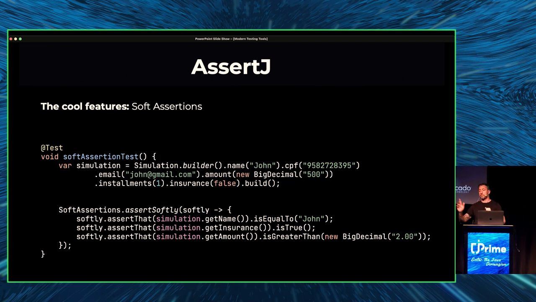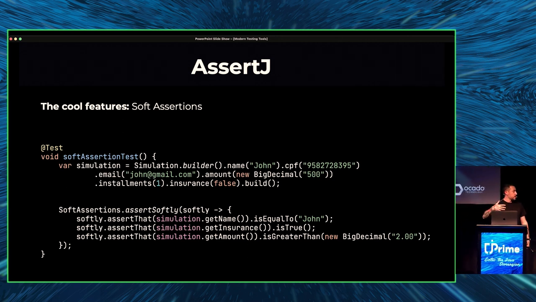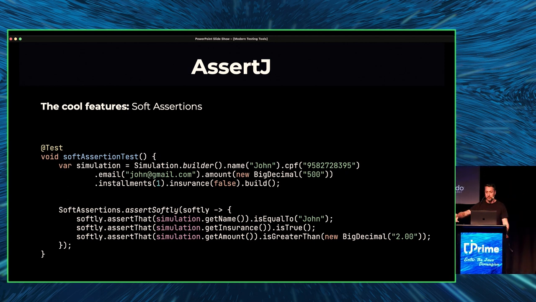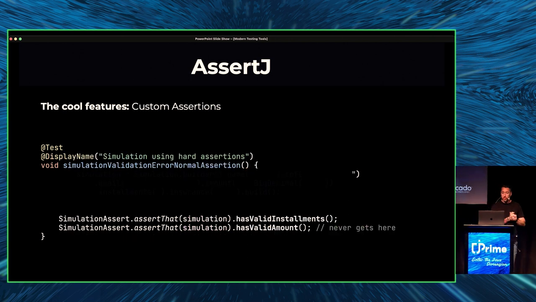The second thing, I love this feature because I do a lot of integration tests in the APIs. I need to assert a lot of different aspects of my object, a lot of fields. So this is perfect. And what you can do, which is a super, super cool feature, is create your custom assertion.